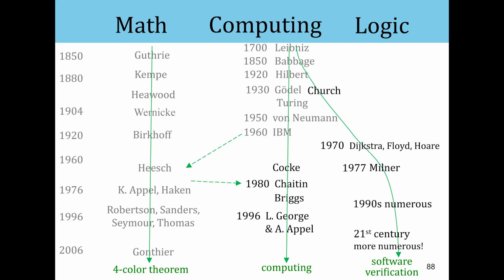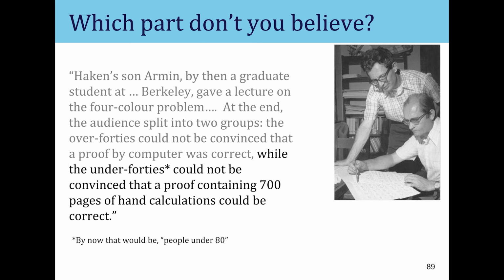Remember, the under 40s could not be convinced that a proof that big by hand was correct. What is it magical about the under 40s in 1976? They were born after Turing's result. Turing's result was 1936. He showed what a computer is and what proof checking by computer is. And anybody born since then has been willing to accept that that's actually meaningful. So by now that's people under 80.